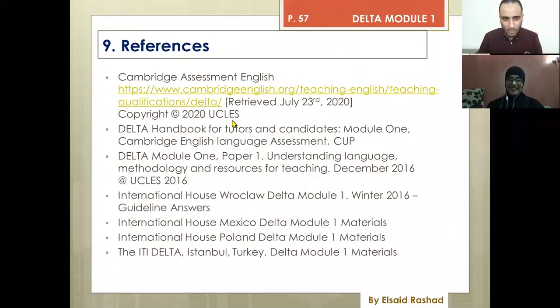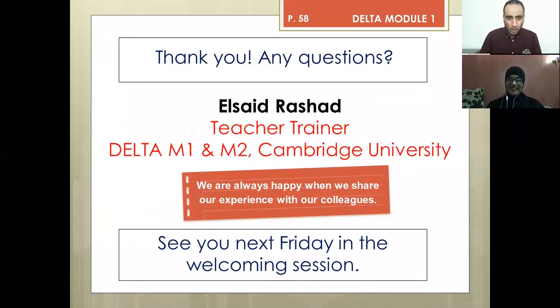We have some references, of course, for this nice session, because it's amana, you know. This is not from our minds. This is from Cambridge Assessment English, and from the handbook for tutors and candidates, and from IH London, IH Mexico, IH Poland, ITI Delta. All right. Thank you so much for listening. And if you have any question now before we end this nice webinar, please feel free to ask me.